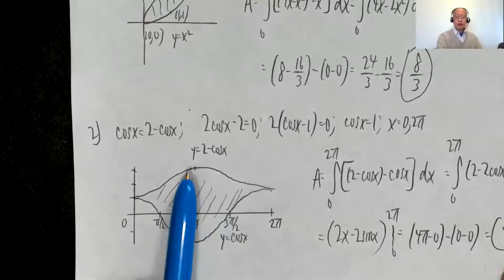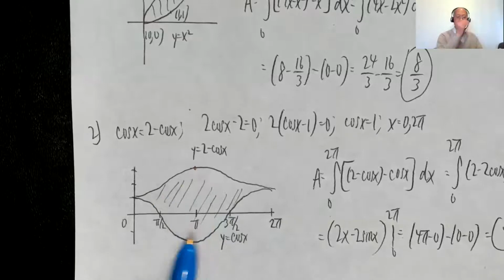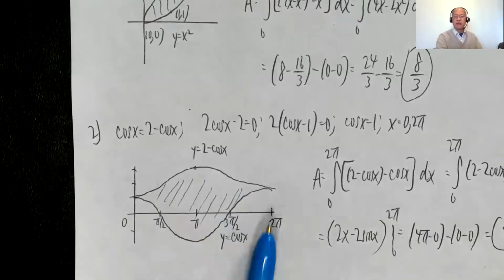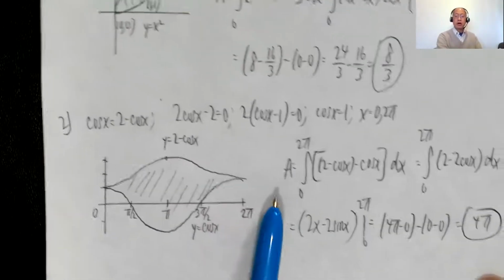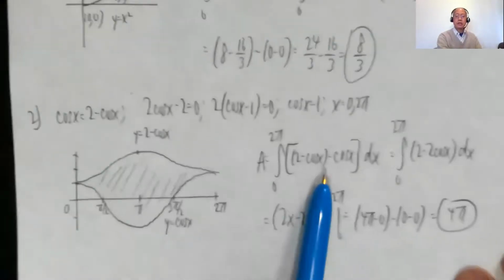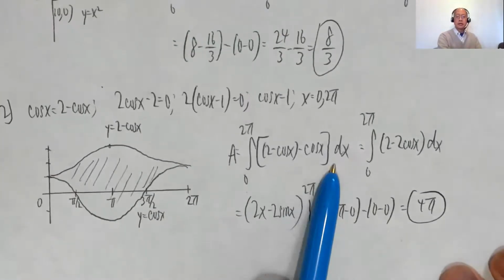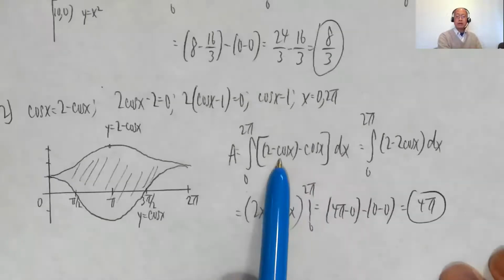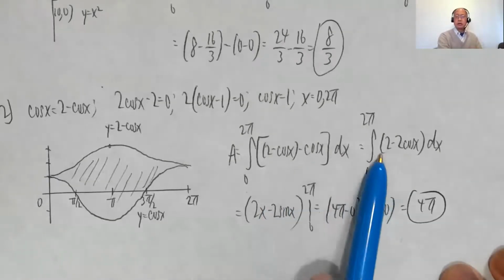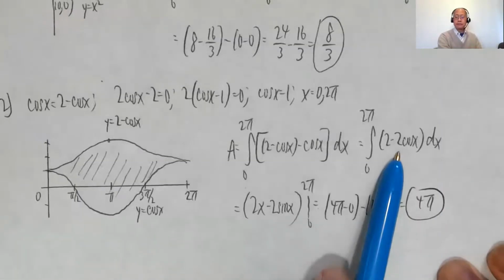All right, so the upper function is 2 minus cosine x. The lower function is cosine x, from 0 to 2 pi. So the integral of the upper, 2 minus cosine x, minus the lower, cosine x, dx. And negative cosine x minus cosine x, that's 2 minus 2 cosine x.